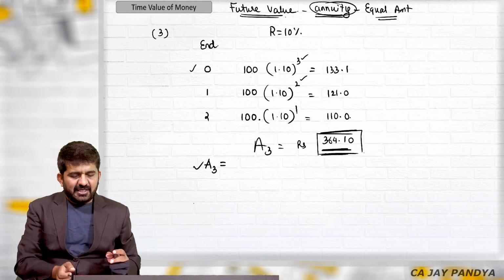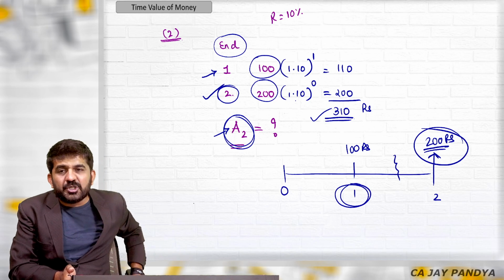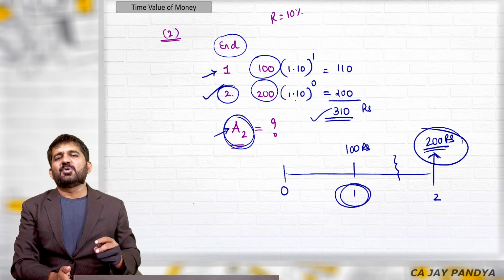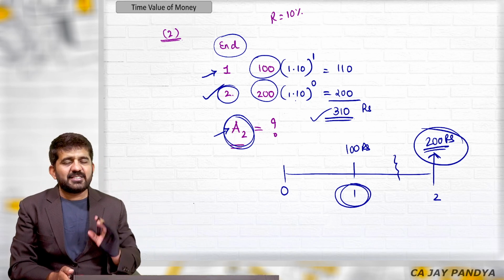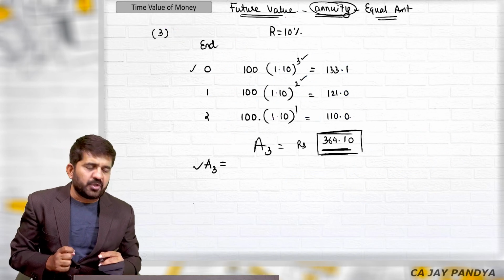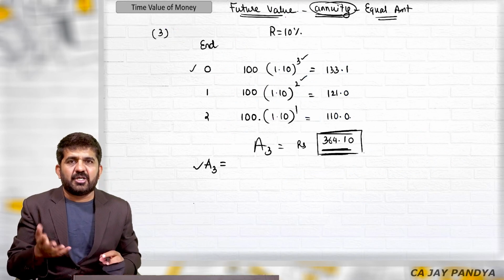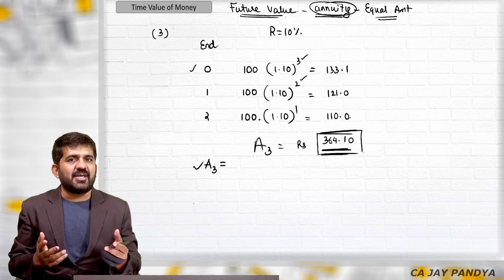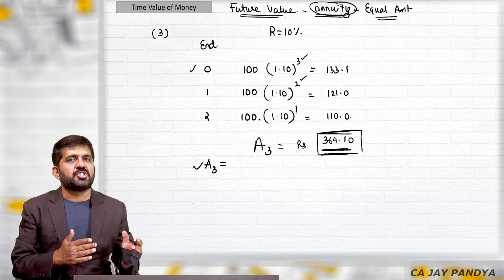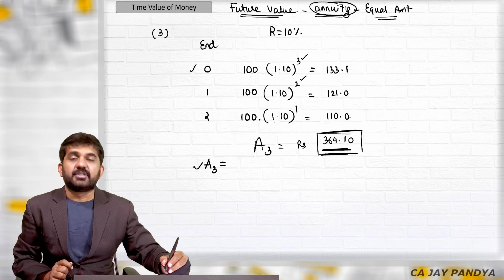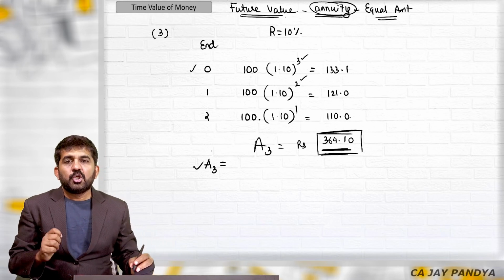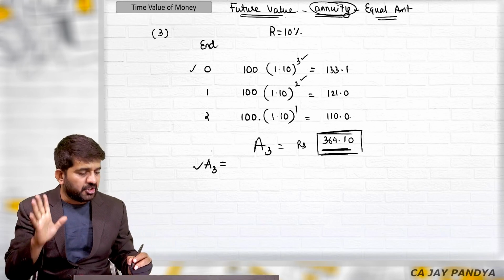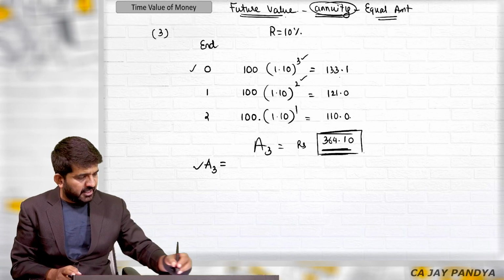364.10. Sir, then category number 2 questions and category number 3 questions are the same? Yes, they are the same. But if you calculate it in the same manner, you will be wasting your time. And believe me, when you go further in CA final, learn strategic financial management, you cannot do this every time. You will have to have a shortcut in your calculator. Try to understand what we are doing.